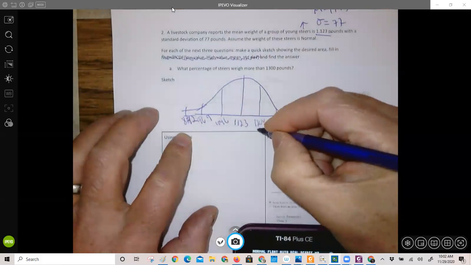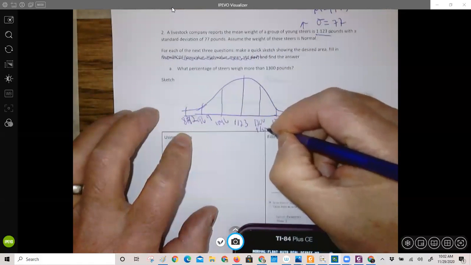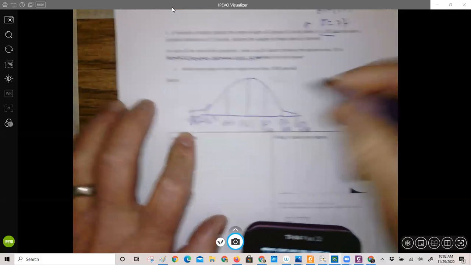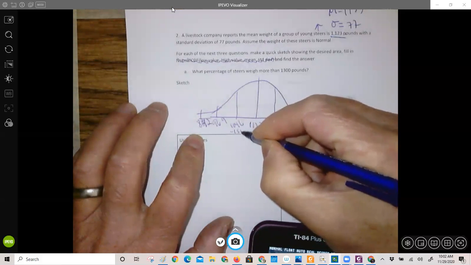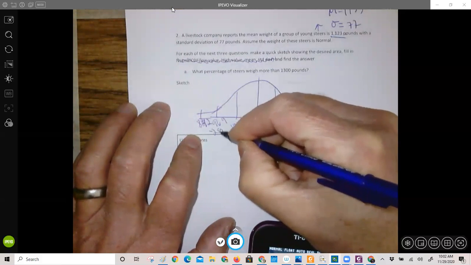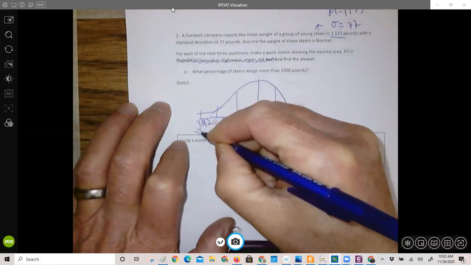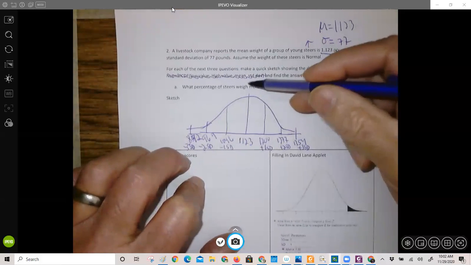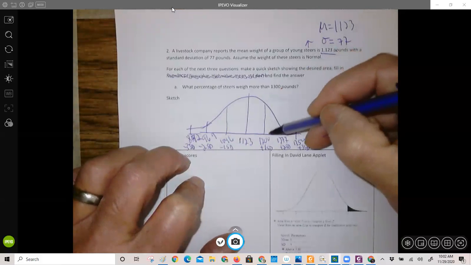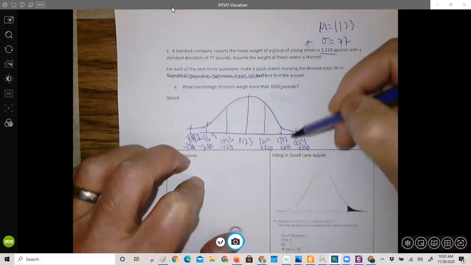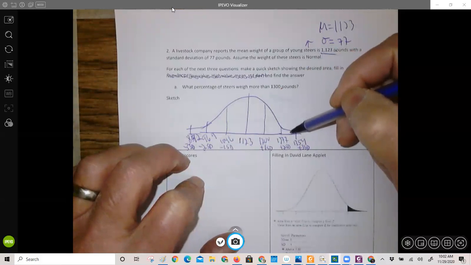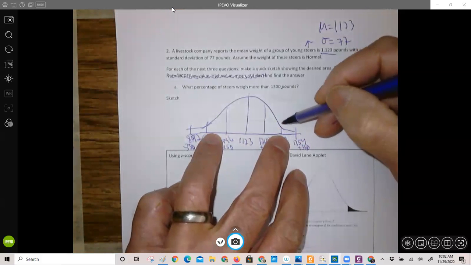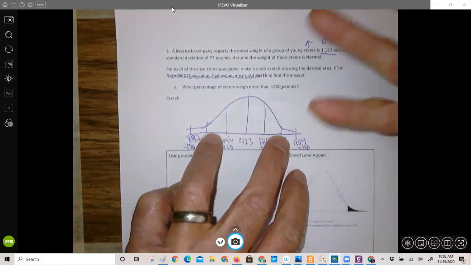Now remember, this is plus 1 standard deviation. This is plus 2 standard deviations, plus 3 standard deviations. This is minus 1 standard deviation. This is minus 2 standard deviations. This is minus 3 standard deviations. Okay, now they're asking me what percentage of steers weigh more than 1,300 pounds? Well, 1,300 isn't one of these nice, neat numbers. It's in between those two. It's going to be pretty small, right? Because if that's 68% and that's 95%, we know that's going to be less than 2.5%, but let's get an exact value.